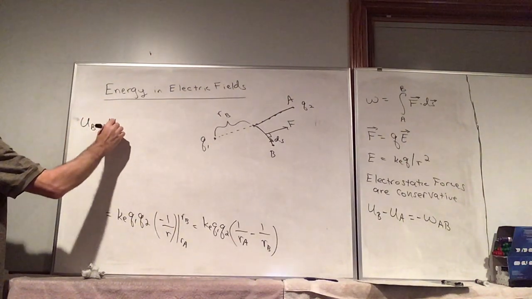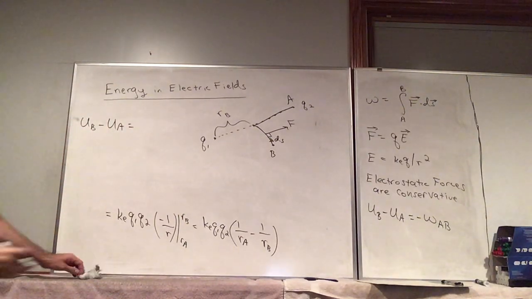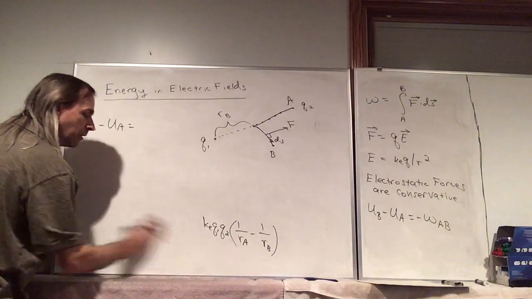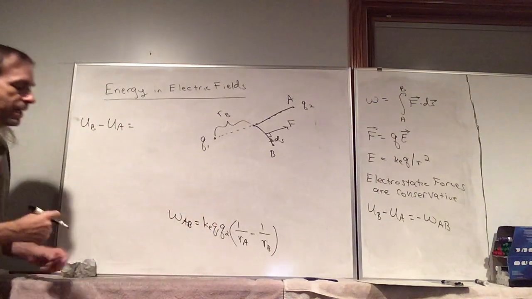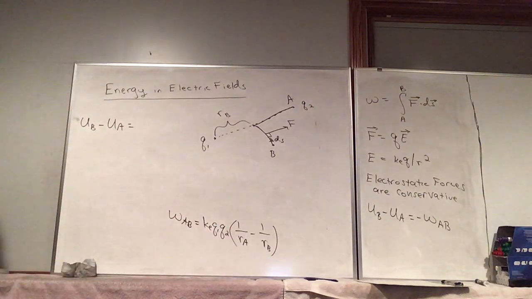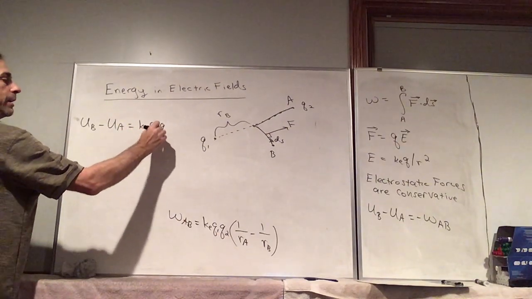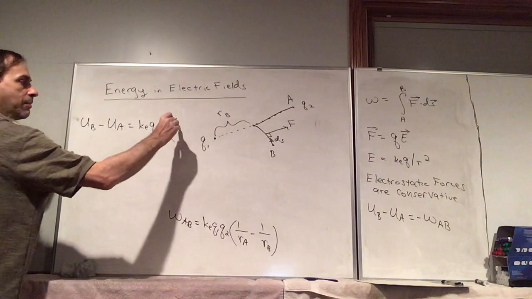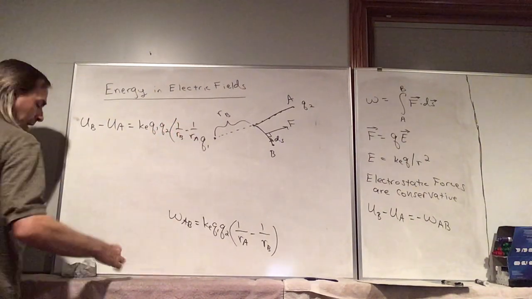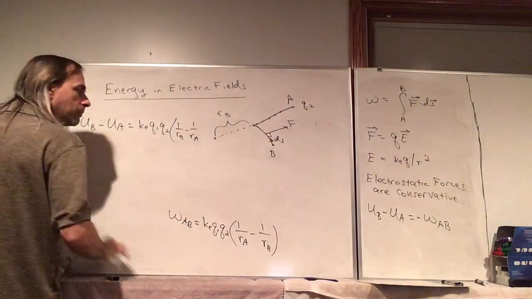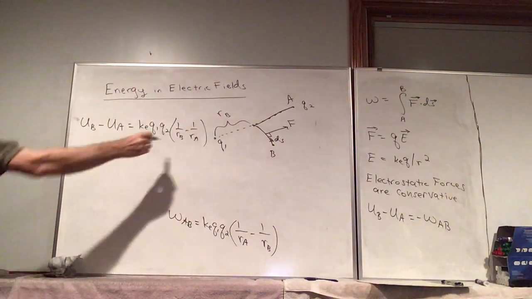UB minus UA. So again, that's minus the work. Here, this is WAB, work from A to B. So again, we'll distribute the minus sign in the parentheses. So we're going to have Ke Q1 Q2 times 1 over RB minus 1 over RA. And I actually want to distribute this.